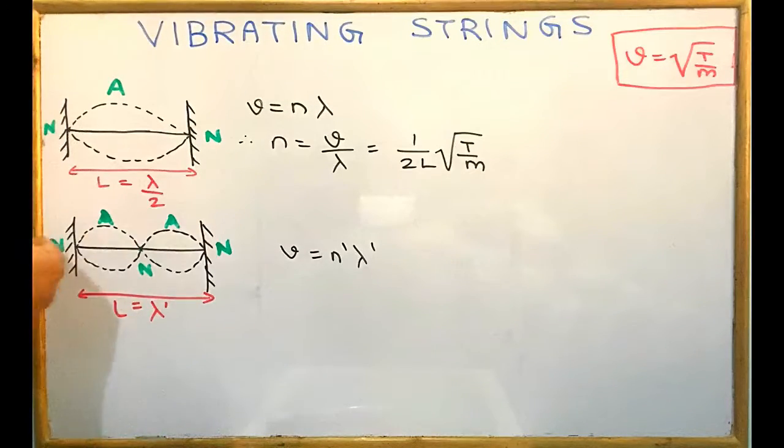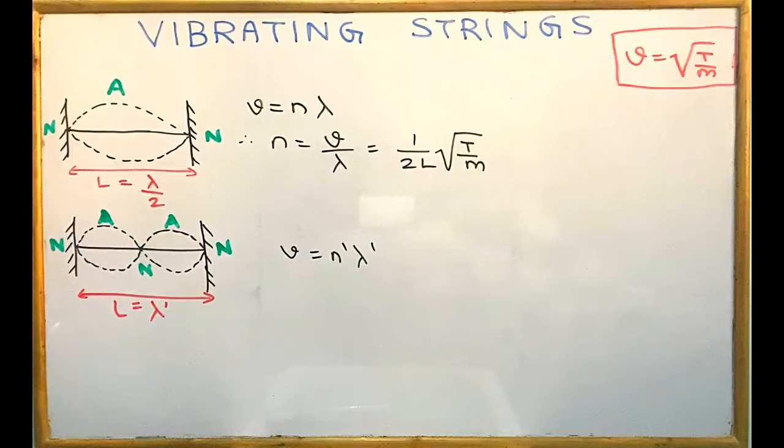Whether the medium is a string, or air, or for an electromagnetic wave, it's vacuum, there is no medium. If there is no change in the medium, the velocity remains the same. Velocity only changes if the medium changes. When a ray of light goes from air to glass, velocity changes. Frequency doesn't change, but velocity changes, right?